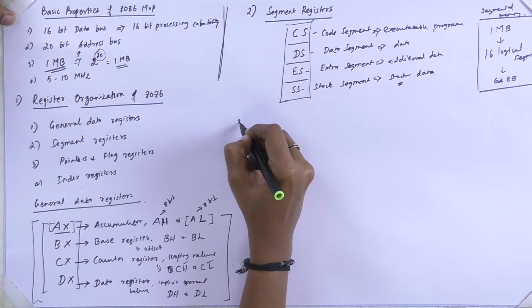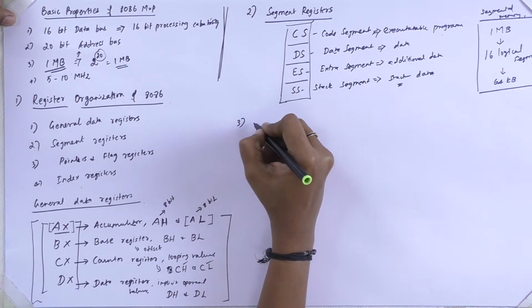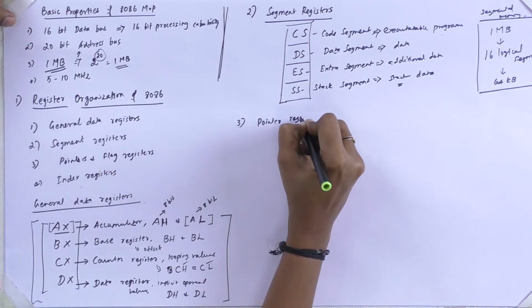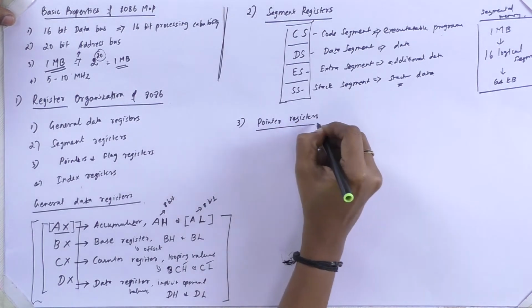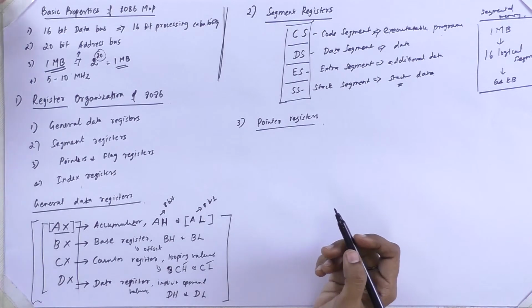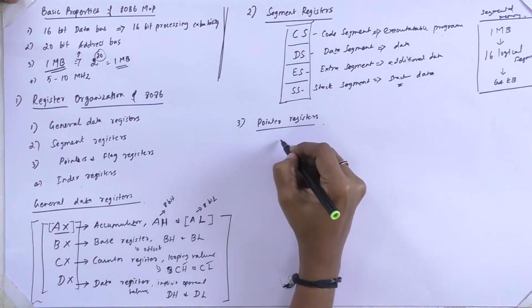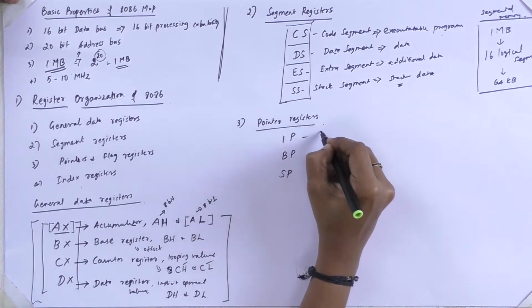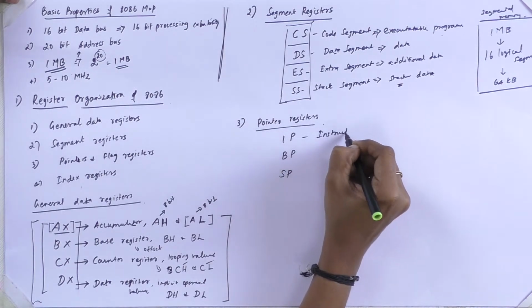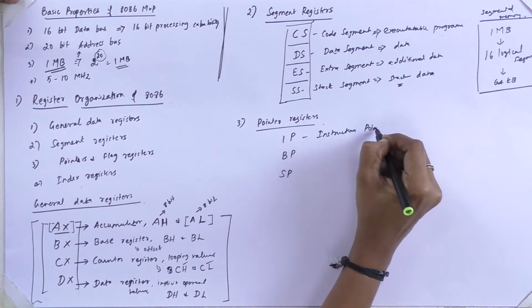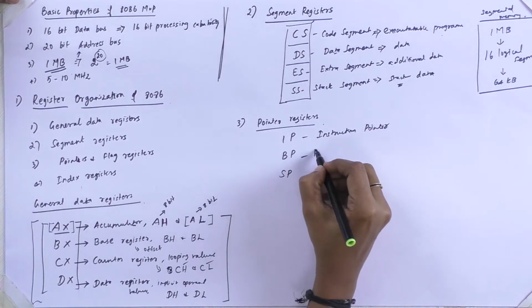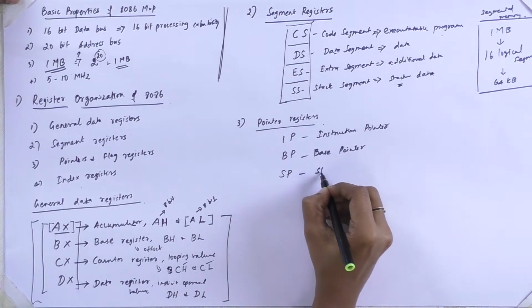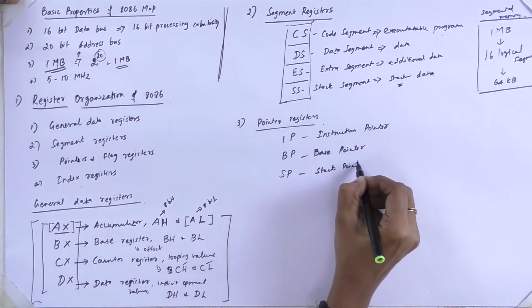And next we will discuss pointer registers. Pointer registers are classified into three categories as IP, BP and SP. IP refers to instruction pointer, BP refers to base pointer and SP refers to stack pointer.